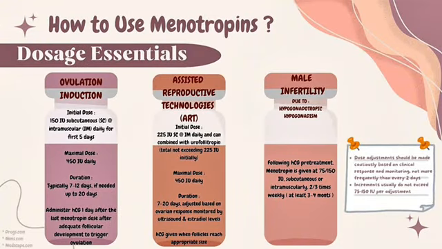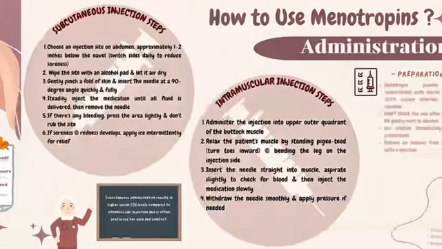For ovulation induction, the usual dose is 150 IU daily and may extend up to 20 days. In ART procedures, dosing starts low and is adjusted by response. For male infertility, it is combined with HCG and used for at least 3 months. Always follow your doctor's instruction closely.